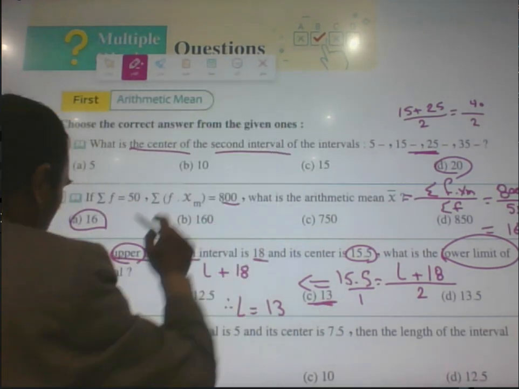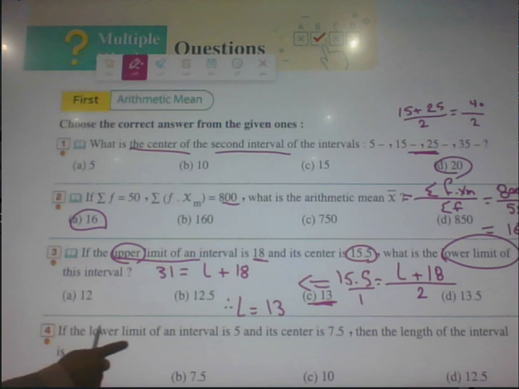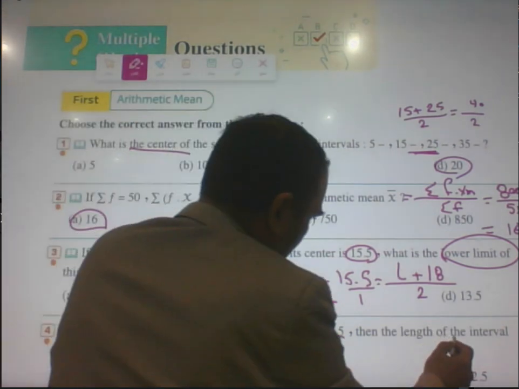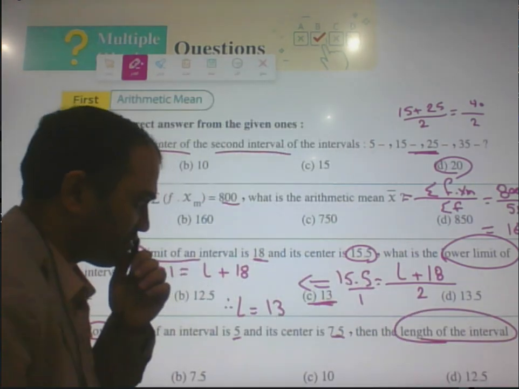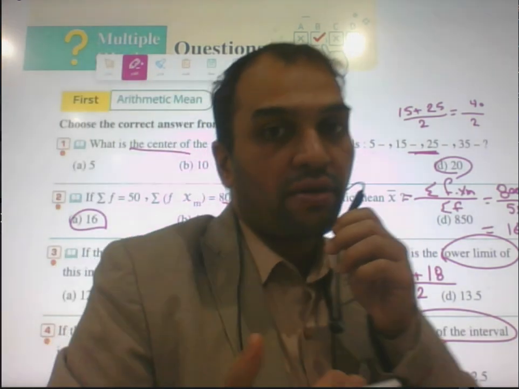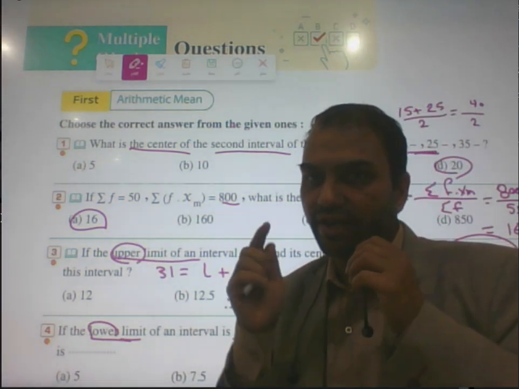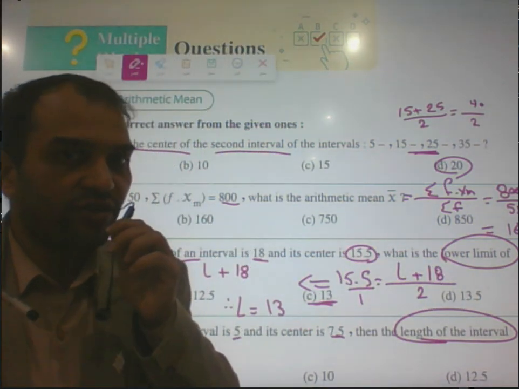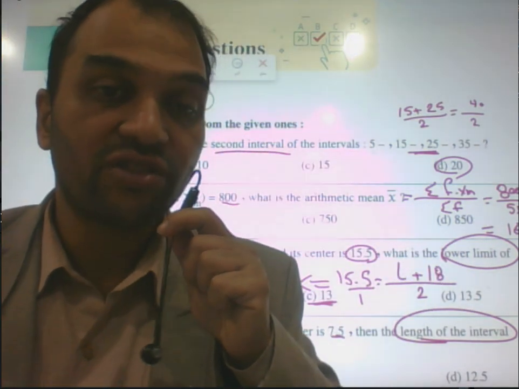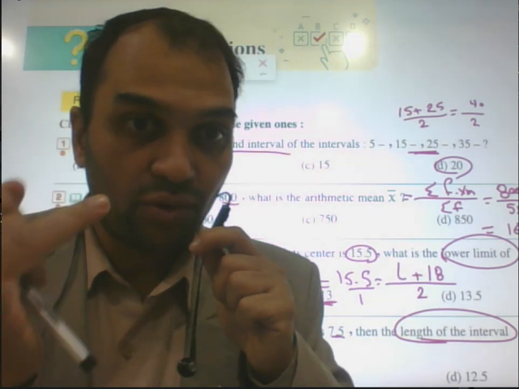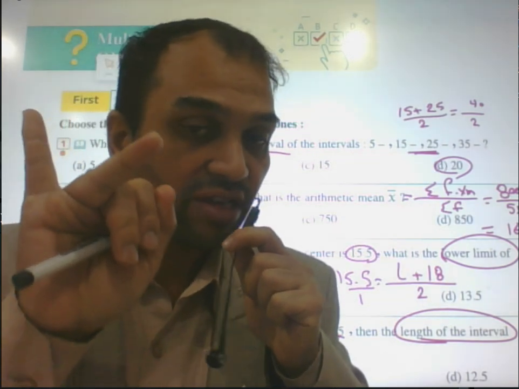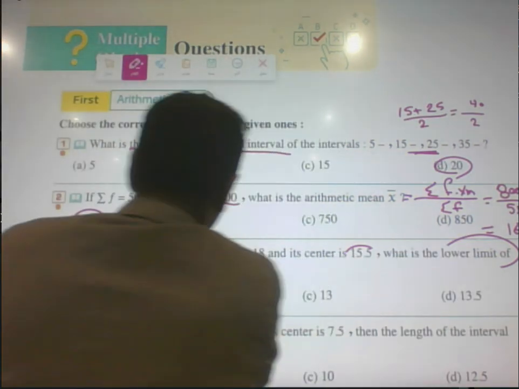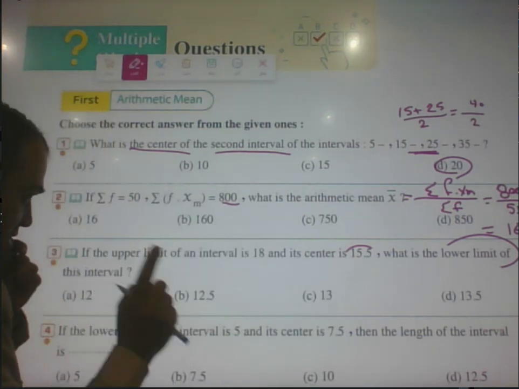Next question here, number 4. If the lower limit of the interval is 5, okay, and the center is 7.5, then what does he want to find here? The length of the interval. We can find the length of the interval how? By finding the difference between the upper and lower, okay? Pay attention. In this example, he doesn't give the upper. He wants to find the length of the interval. So to find the length of this interval, you must find the upper and lower, and find the difference between them, okay? Pay attention. So in this example, the first step, I will find what? I will find the upper, okay?